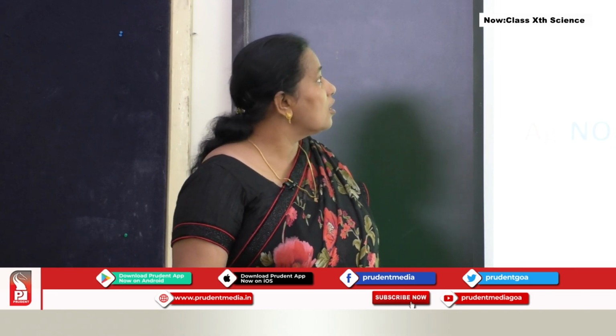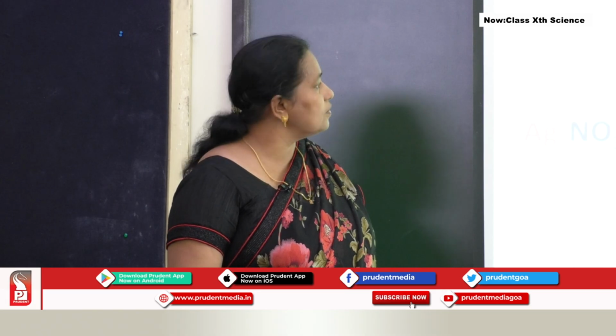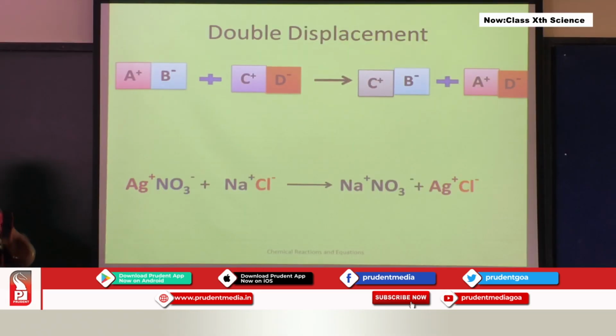Let us see how the displacement reaction takes place. Here the cations are exchanged. Look at the product CB and AD. Now, we can understand more with the help of an example. Here it is an example of double displacement.